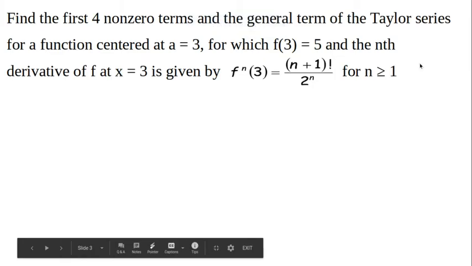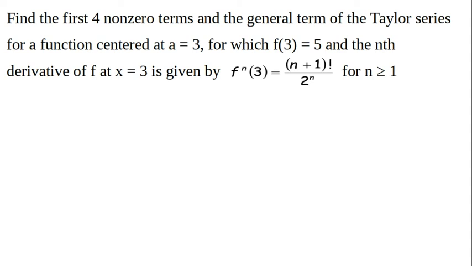All right, guys, for our second example, this is a short answer question. It says find the first 4 non-zero terms and the general term of the Taylor series for a function centered at a equals 3, for which f of 3 equals 5, and the nth derivative of f at x equals 3 is given by the following function. And this is the function that we use only for n values that are greater than or equal to 1, because they are giving you the value of the function at 3. So we would not use this function to find f0 of 3, the 0th derivative. Right? We'd only start it at n is 1.